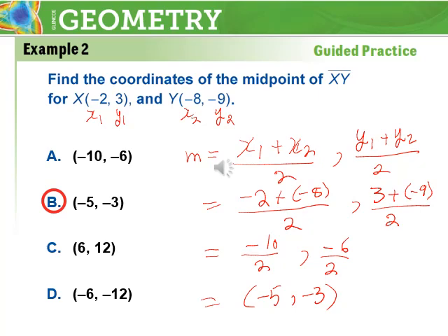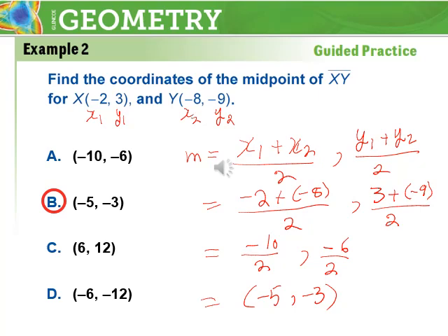Let's solve this example and get the midpoint of x and y. So point x has coordinates of -2 and 3, which we will consider as x1 and y1. Point y has coordinates of -8 and -9, which we will consider as x2 and y2. Then we will substitute in the formula. To get the midpoint, add x1 to x2 over 2 and then y1 plus y2 over 2 in order to get the coordinates of the midpoint.